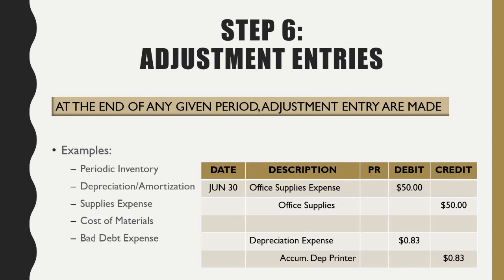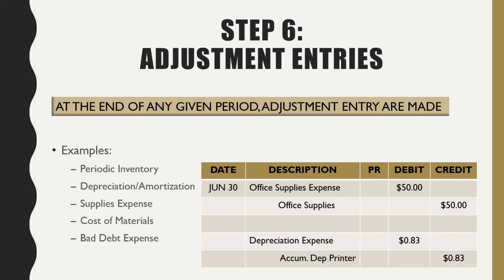So for example, periodic inventory. We have periodic inventory in Coffee Cafe, right? We have our coffee mugs. So we need to do an adjustment entry there. We need to adjust for depreciation and bank reconciliation. If we need to do a petty cash refund or replenish the petty cash, we need to do that. That's going to be considered an adjustment entry.